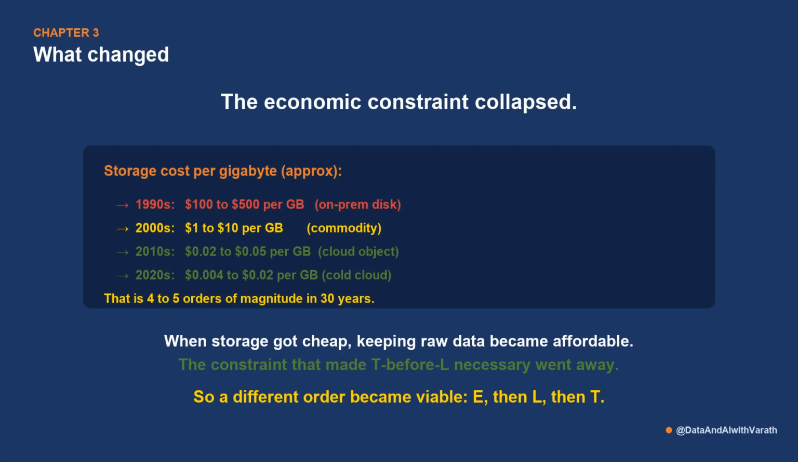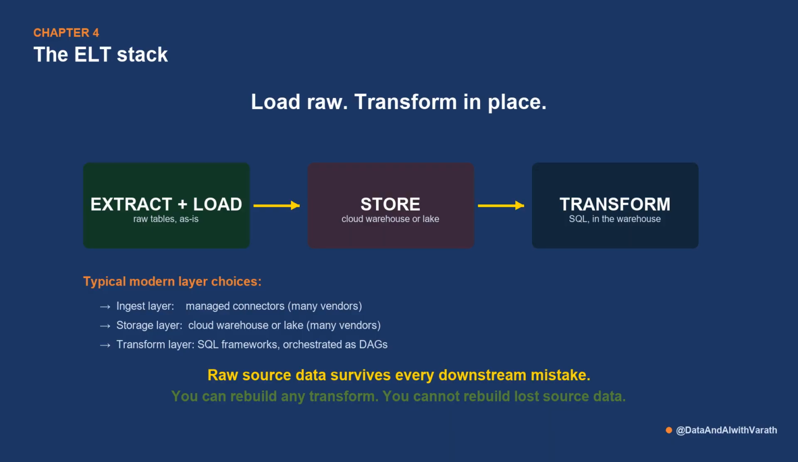Then the constraint collapsed. Between the 1990s and today, storage cost per gigabyte fell by 4 to 5 orders of magnitude, from hundreds of dollars per gigabyte on-prem to fractions of a cent per gigabyte in cloud object storage. When storage got cheap enough that keeping raw source data became almost free, the physical reason to transform before loading went away. A different order became viable: extract, then load raw, then transform in place. ELT.